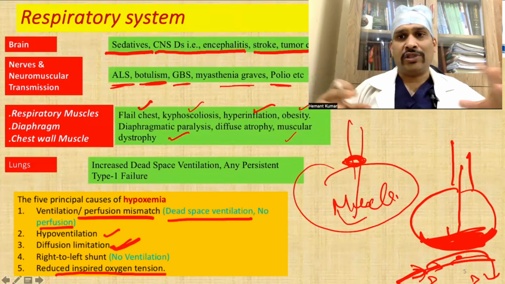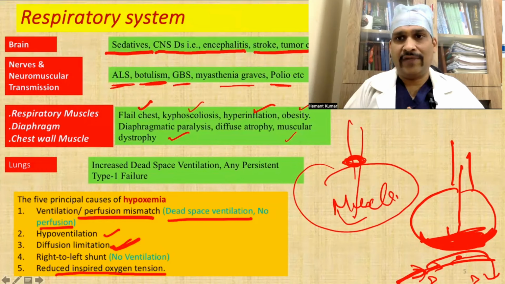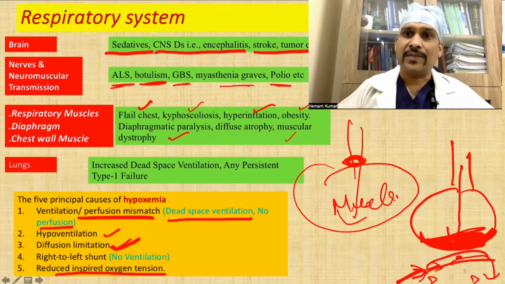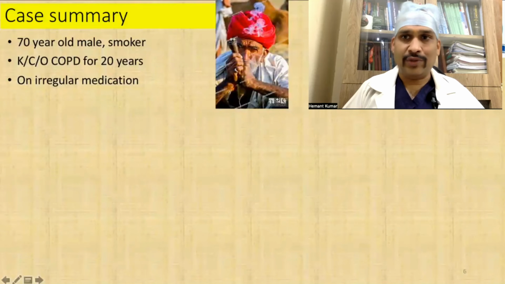Then reduced inspiratory oxygen tension means, say for example, at high altitude, there's a lack of oxygen in the environment. So oxygen is not in the environment, so the lung will not take in enough oxygen. It is called type 1 respiratory failure. Persistence of type 1 respiratory failure will lead to type 2 respiratory failure in subsequent time. So you understand? Now coming to our case.